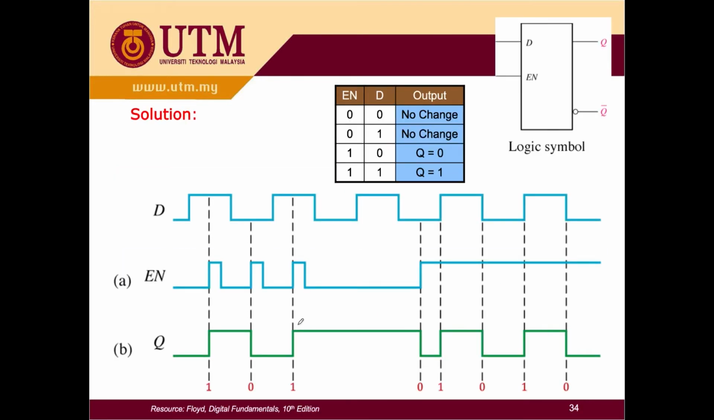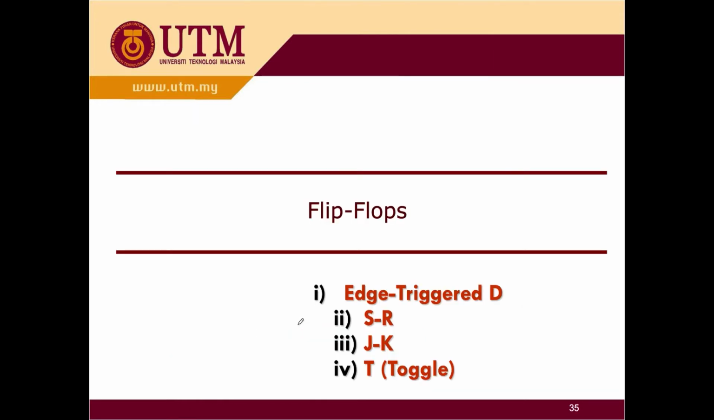So I think the latches are very simple. It's quite similar to your logic gate, as I always remind you. The only difference is when you have the EN input, and also that you look at your previous output, which is your memory. So now let's move on to our flip-flop. As in our previous class yesterday, we already saw that there are 4 types of flip-flop: edge-triggered D, SR, JK, and T for toggle.